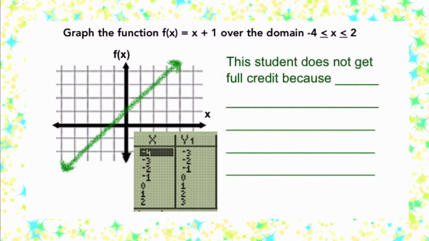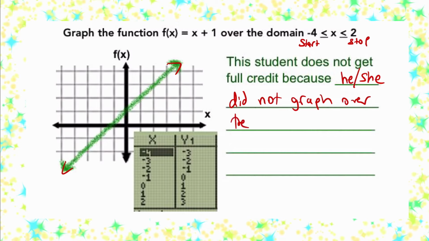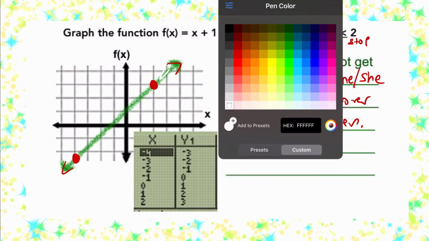when they say graph over the domain of -4 to 2, they mean they want you to start at -4 and stop at 2. These arrows mean that it goes on forever, because he or she did not graph over the domain given. They should have done something like, well, here's -4, should be a closed circle there, and up to 2, closed circle there, and then this should not have been there.